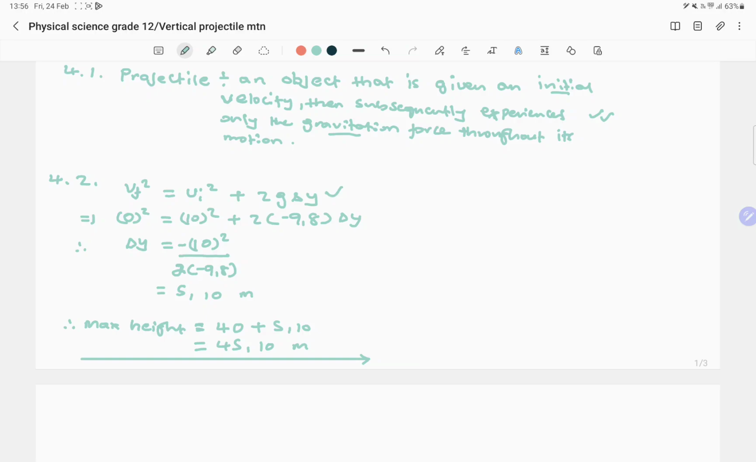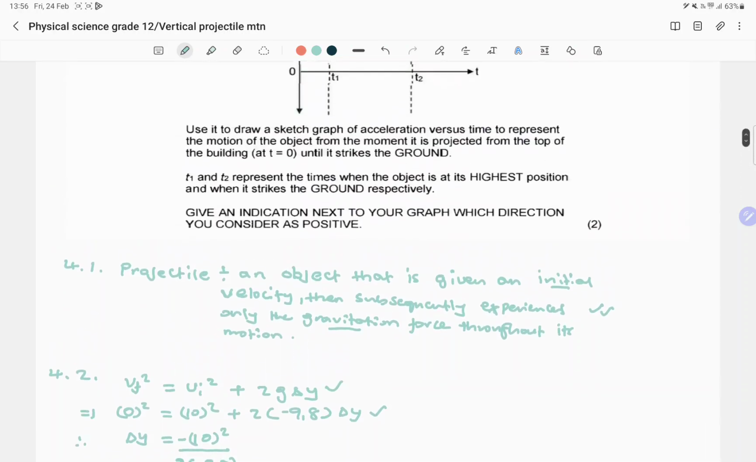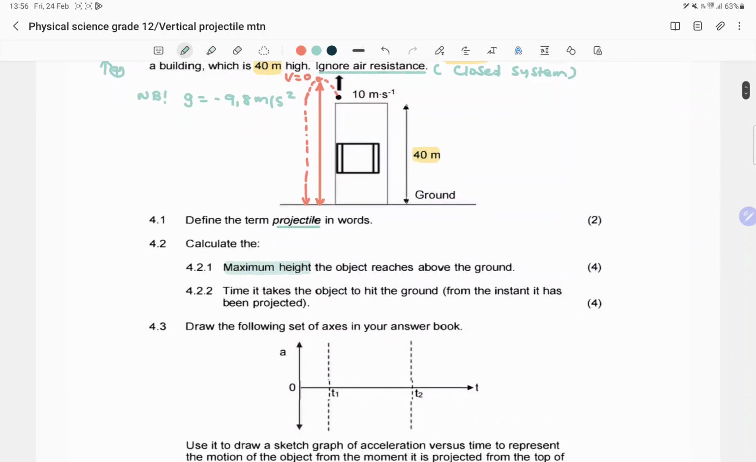Normally you get a mark for the formula in physics. Correct substitution, you get a mark for that, an intermediate answer, and you get a final mark. That is how you score those 4 marks.